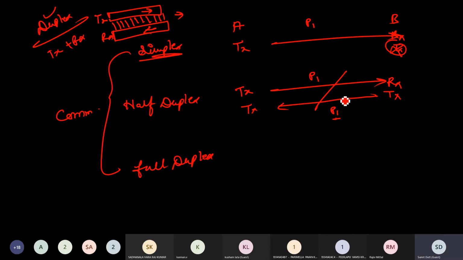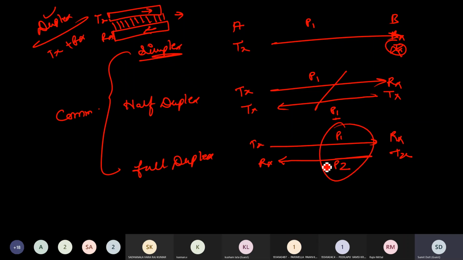Now I hope you can understand: in full duplex, A will transmit and B will receive on path 1, and B can also transmit and A will receive, but this time it is simultaneous communication because we have two separate paths. This is called full duplex. So a switch is a full duplex device. All layer 2 devices are full duplex devices, right?